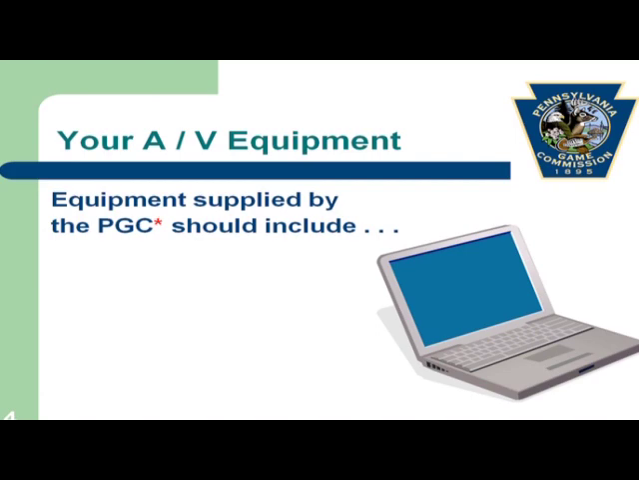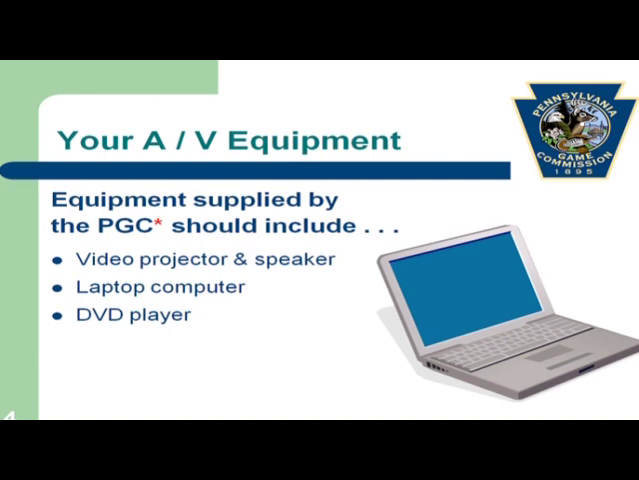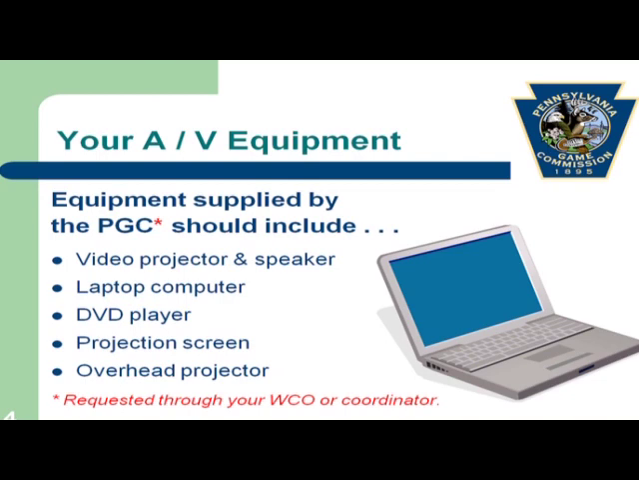Your audiovisual equipment. The equipment supplied by the Pennsylvania Game Commission should include a video projector and speaker, a laptop computer, a DVD player, of which there are several models in use, a projection screen, and as a backup, an overhead projector with transparency sets. All requests for equipment need to go through your WCO or coordinator.